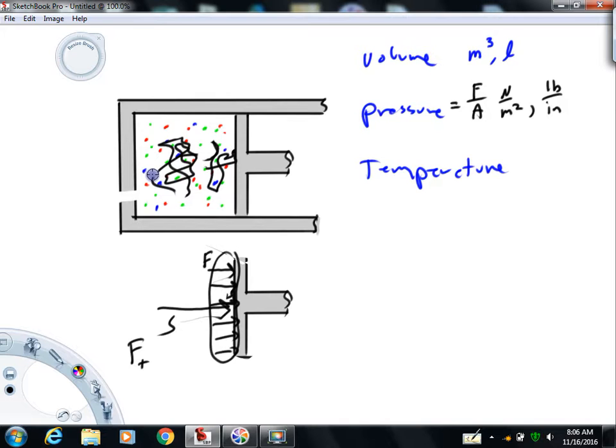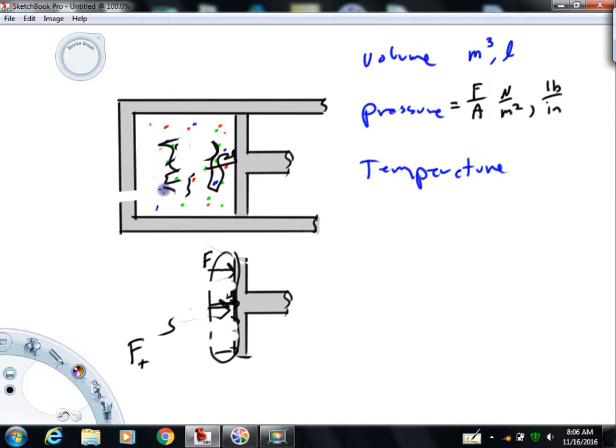If I were to remove some of the molecules in the container, there would be fewer impacts per second, and the net force would go down, and therefore the pressure would decrease. If I removed more molecules, there's fewer impacts, and again the force is going down, and again the pressure is going down. The million-dollar question is, how many could I remove? Well, the answer is all of them.